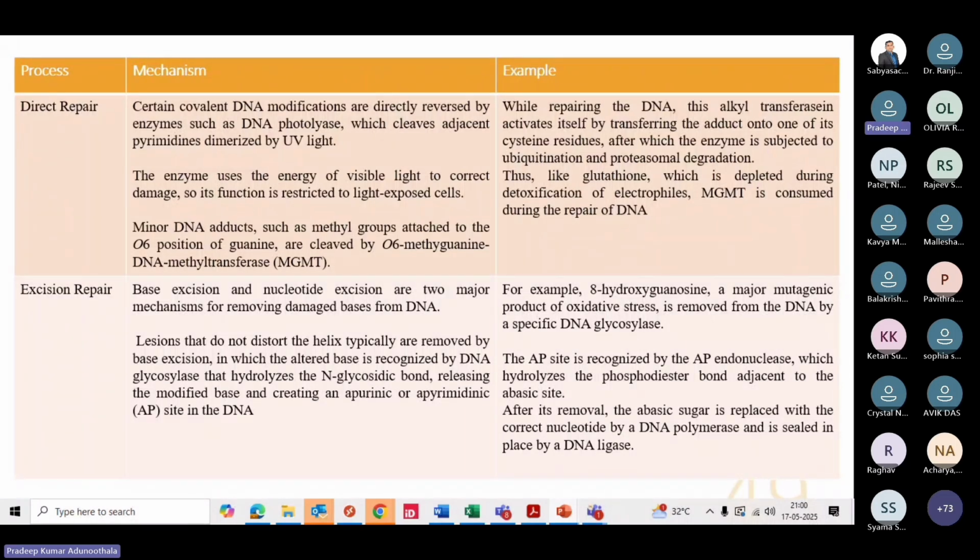So minor DNA adducts such as methyl groups attached to the O6 position of guanine are cleaved by O6-methylguanine DNA methyltransferase. The example for this is, while repairing the DNA, this alkyltransferase activates itself by transferring the adduct onto one of its cysteine residues, after which the enzyme is subjected to ubiquitination.